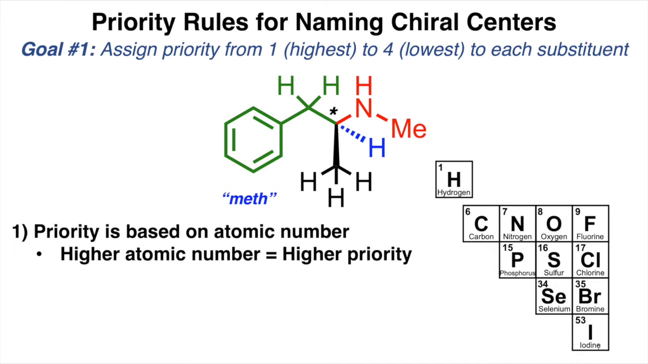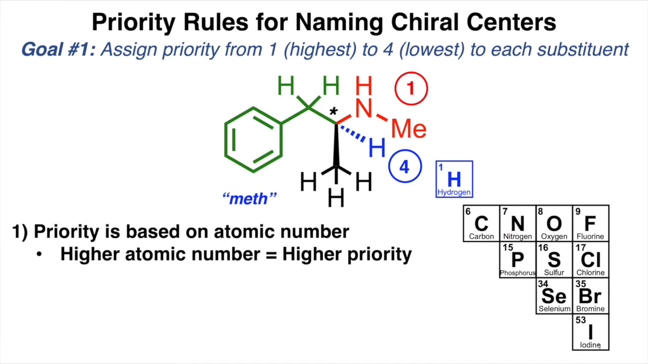To do this, we're going to look at atomic numbers of the atoms from the periodic table. The higher the atomic number, the higher the priority. So based off of the 4 atoms directly connected to the chiral center, we have a carbon atom in green, a carbon atom in black, a nitrogen atom in red, and a hydrogen atom in blue. Of the 4 atoms, nitrogen has the highest atomic number of 7, so the substituent in red will be assigned priority number 1. Hydrogen has the lowest atomic number of 1, so it will be assigned priority number 4.